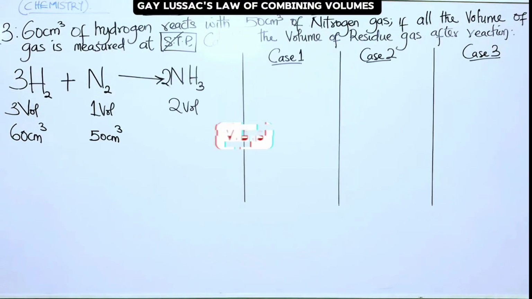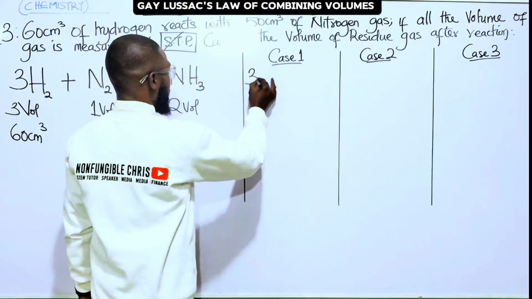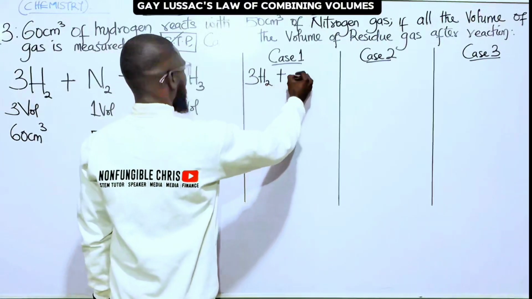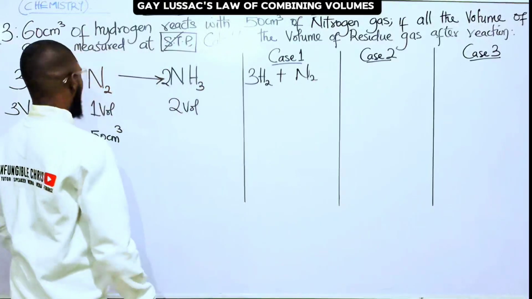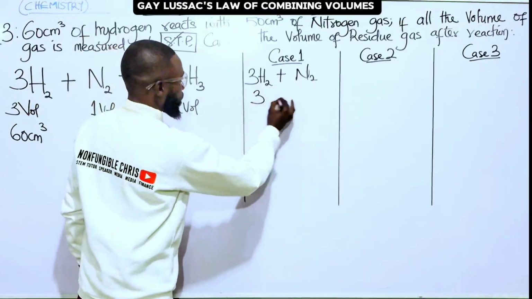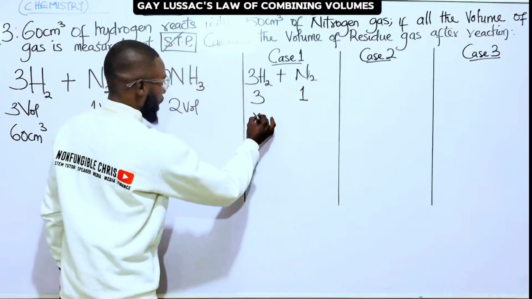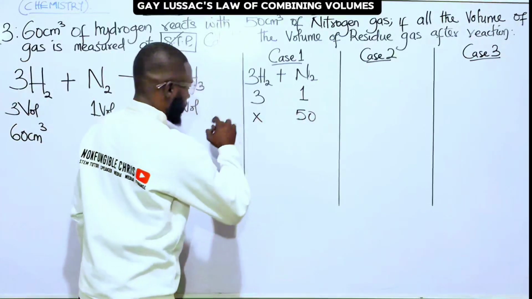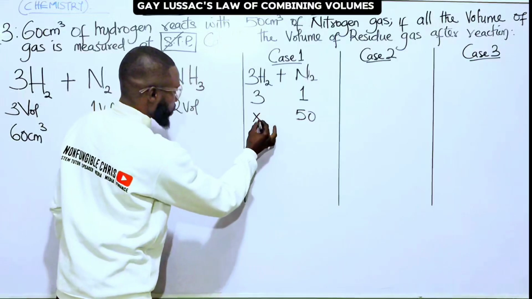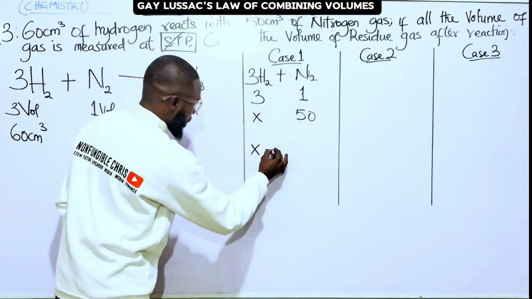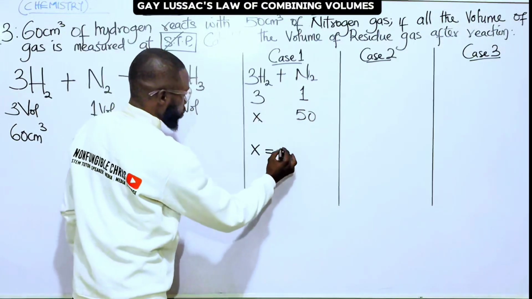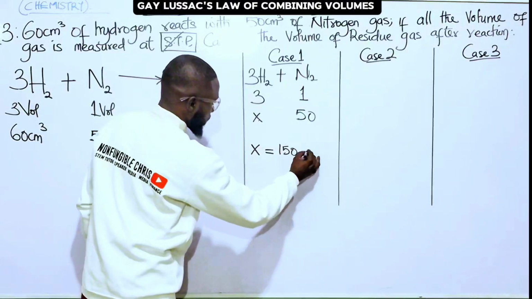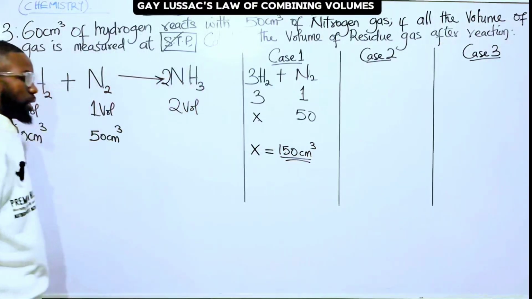So we bring this out and try to isolate it, making it a value of x. So we have 3H2 plus N2. Here we have 3, here we have 1. Let's make this x, and make the nitrogen 50 to see what we get. If we cross multiply, x times 1 giving us x is equal to 3 times 50, which gives 150 cm³. That's way high, right?